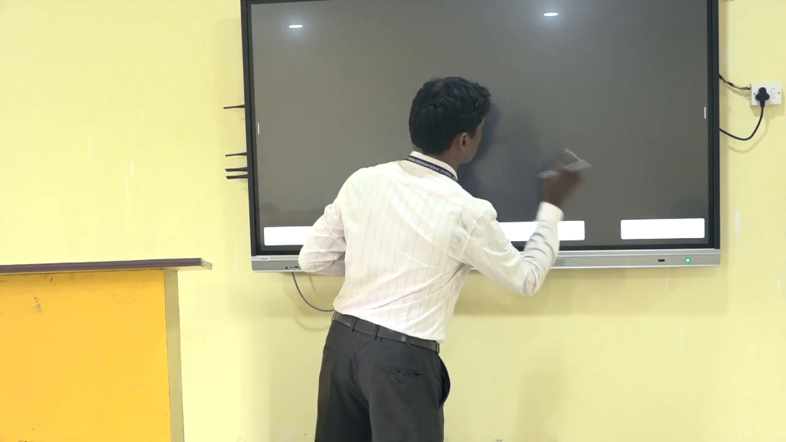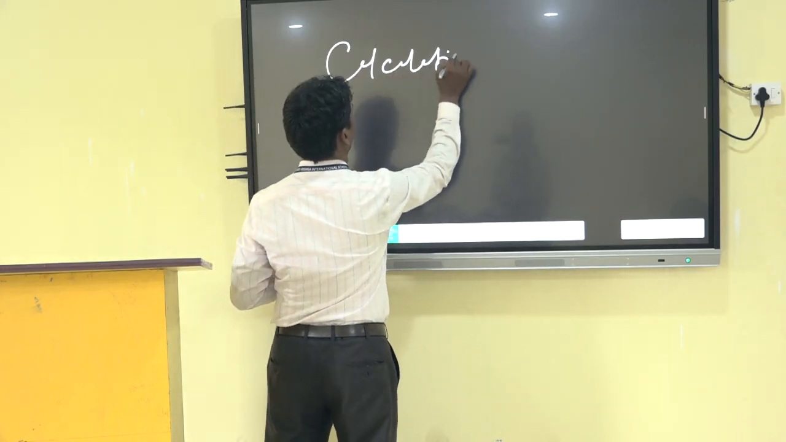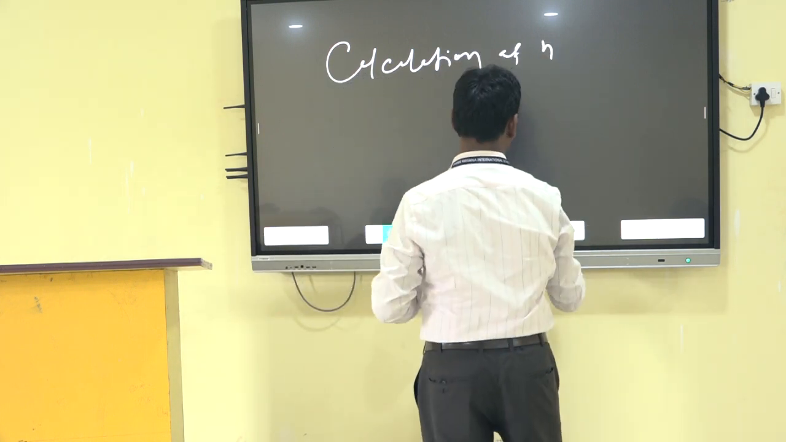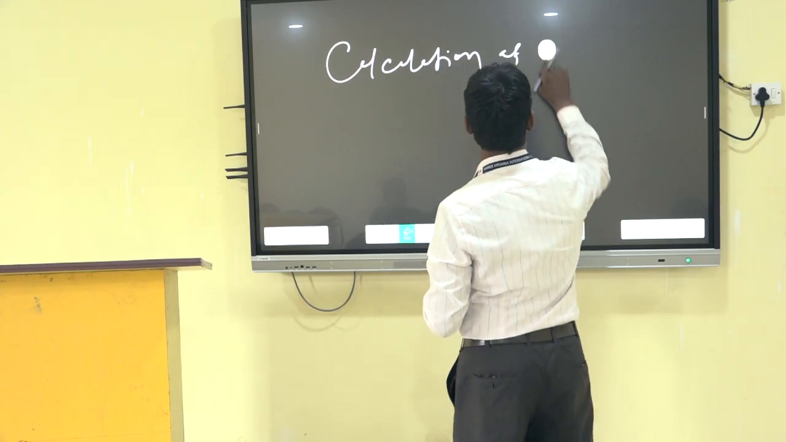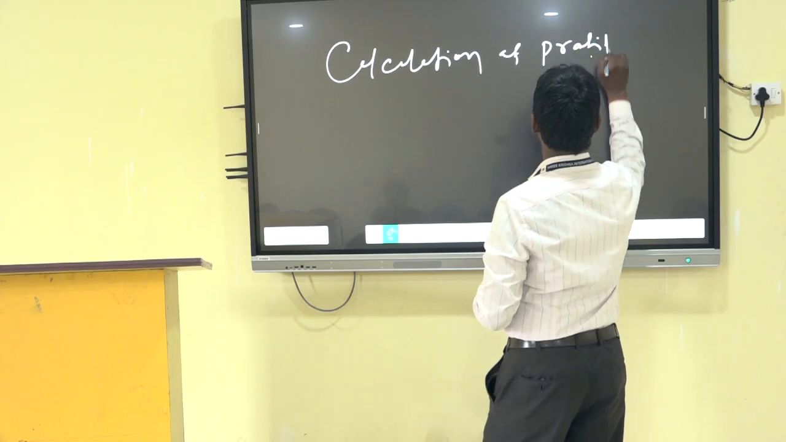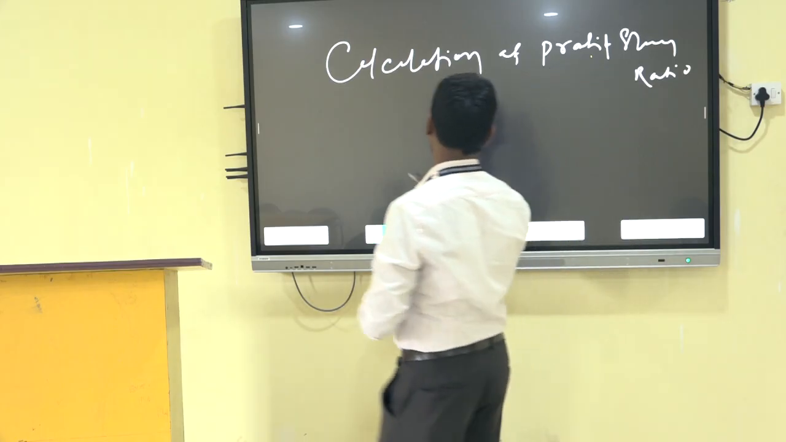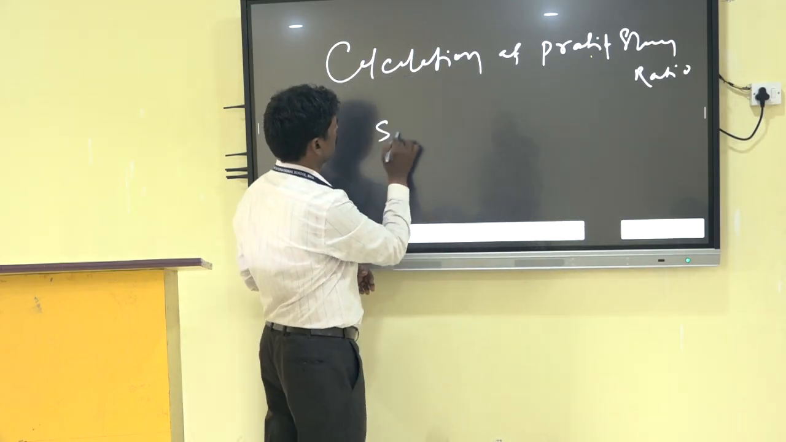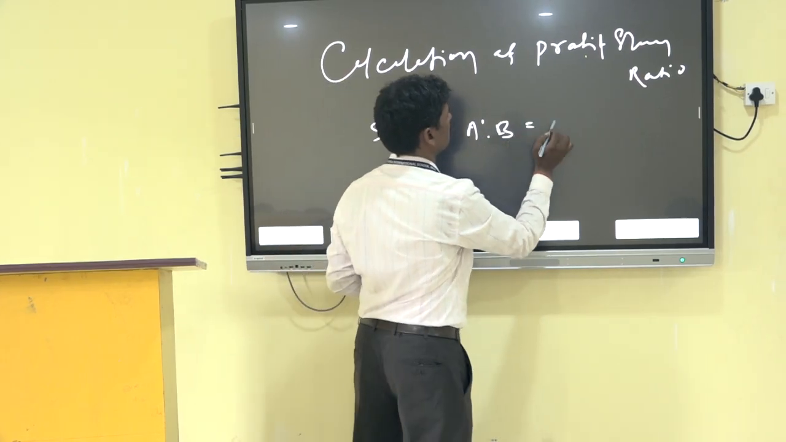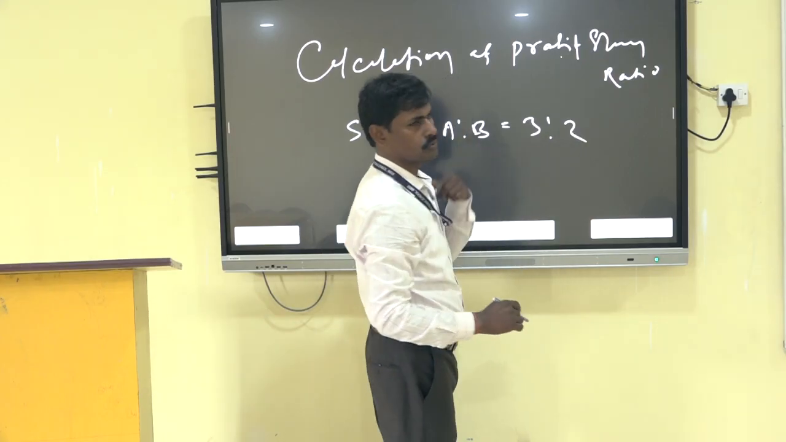Just write: calculation of new profit sharing ratio. Here you see, suppose A and B started the business according to their agreement on a 3:2 ratio.